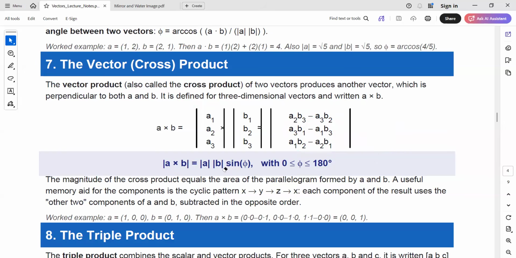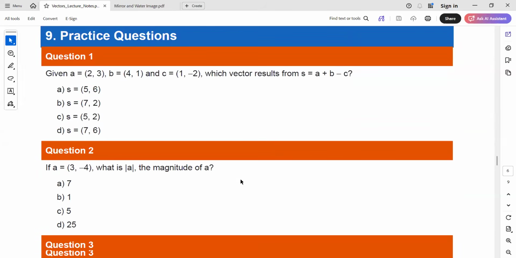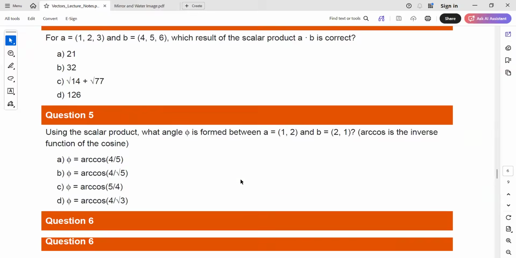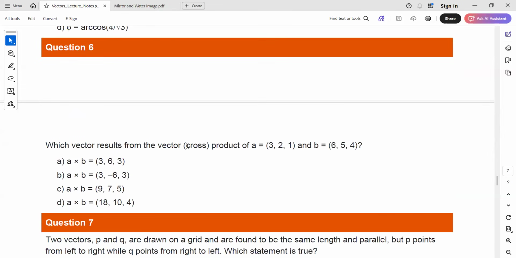Dot product is done, cross product is done, and we have to find sine theta, cos theta, this type of question. Now, is there anyone who is facing a problem in dot product or cross product? There are 5 remaining questions. Now the 6th question is based on your cross product.